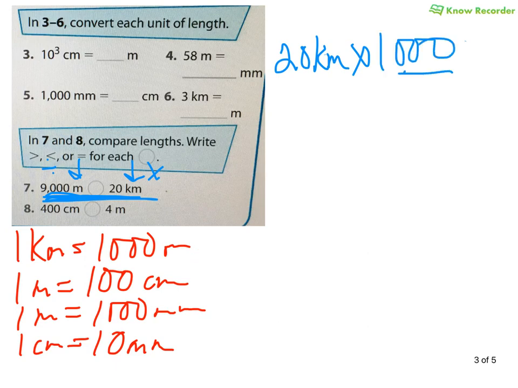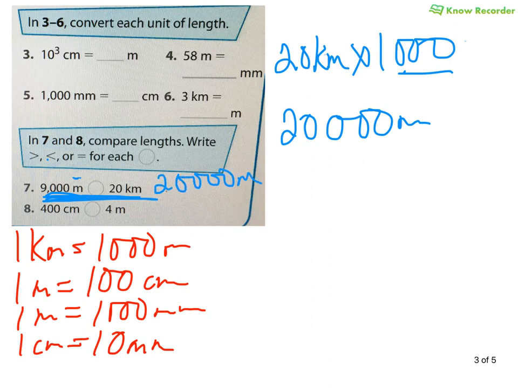That's 3 zeros. 1 times 20 is 20. Then I write my 3 zeros because a lot of kids will only write 3 zeros in all and leave off 1. You remember, you're starting with a 20 there. And that's meters. So 20 kilometers is really 20,000 meters. Now I can compare them. I know that 9,000 is definitely less than 20,000. So let me make it said. 9,000 is less than 20,000.